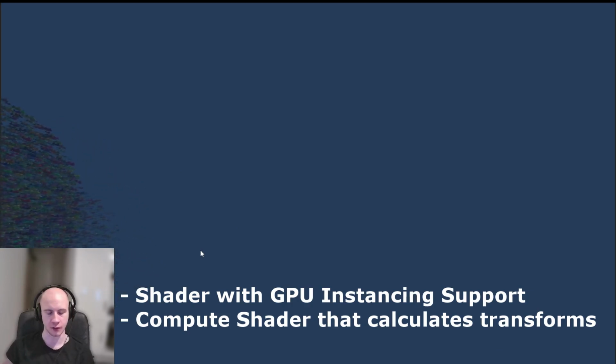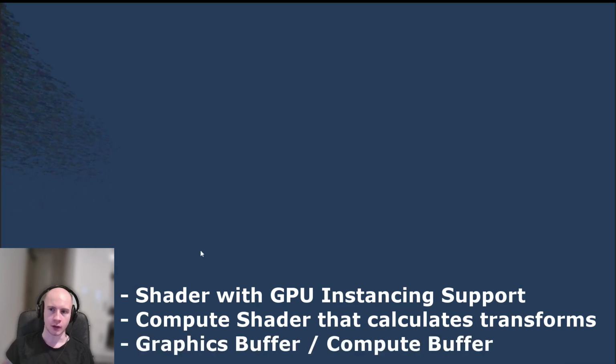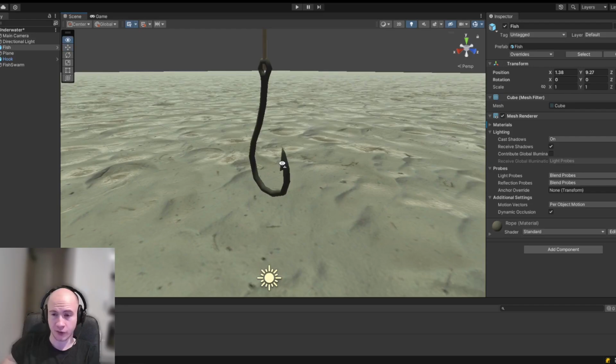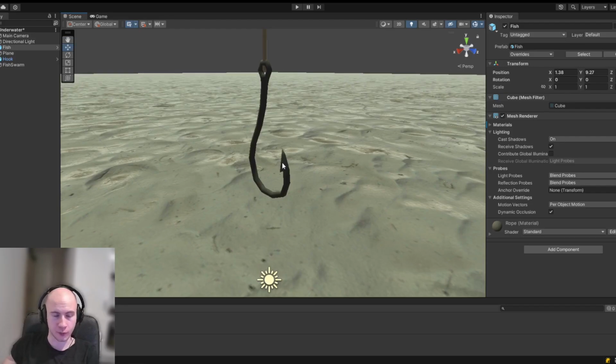of our objects. In order to avoid data transfer between the GPU and the CPU, we also will use graphics buffers or compute buffers. So the first thing you want to do is to create a simple test scene where you can move around your objects.